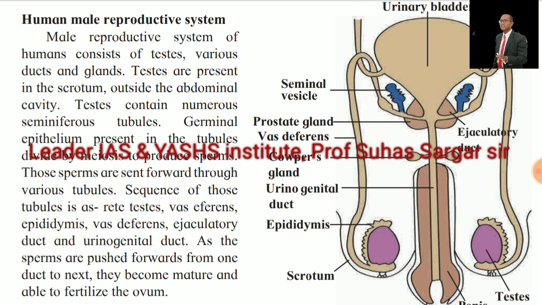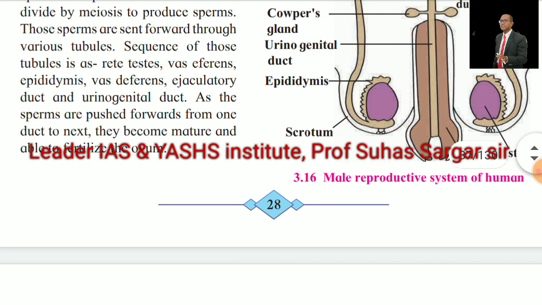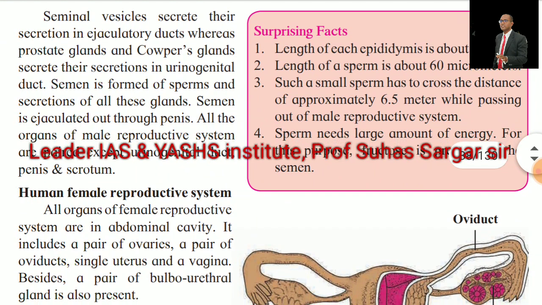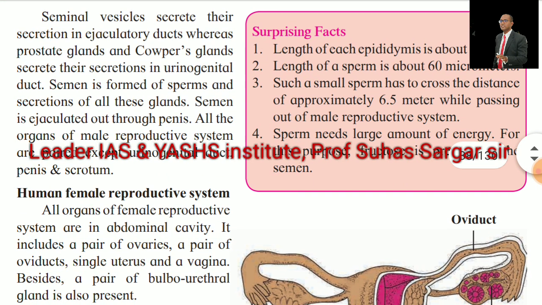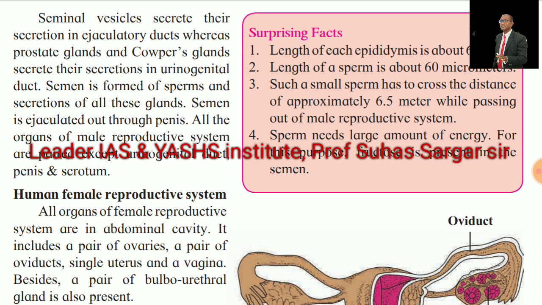The sequence of those tubules is rete testis, vasa efferentia, epididymis, vas deferens, ejaculatory duct, and urinogenital duct. As the sperms are pushed forward from one duct to the next, they become mature and able to fertilize the ovum. Seminal vesicles secrete their secretion in the ejaculatory duct, whereas the prostate gland and Cowper's gland secrete their secretion in the urinogenital duct. Semen is a mixture of the sperm and secretions of all these glands. Semen is ejaculated out through the penis. All the organs of the male reproductive system are paired except the urinogenital duct, penis, and scrotum.